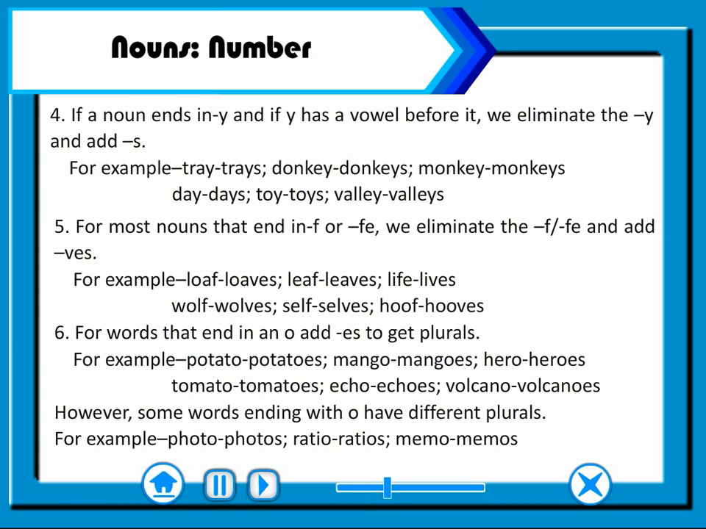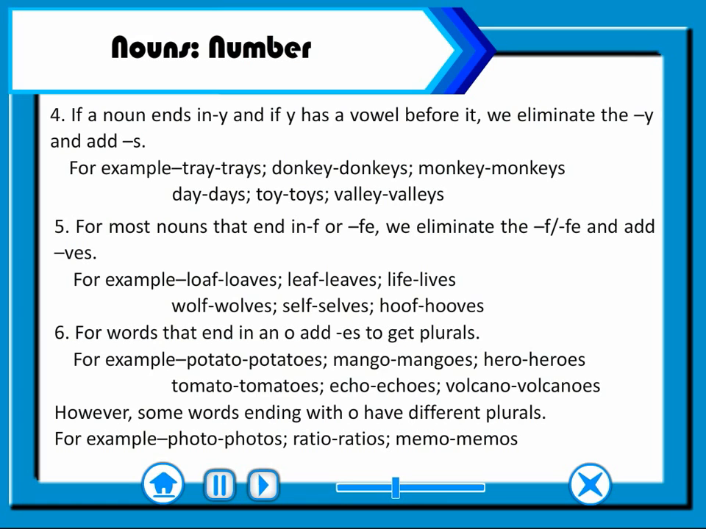For most nouns that end in f or fe, we eliminate the f or fe and add ves. For example, leaf, leaves, life, lives, wolf, wolves, self, selves, hoof, hooves.